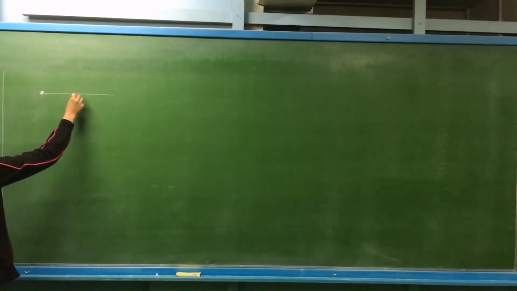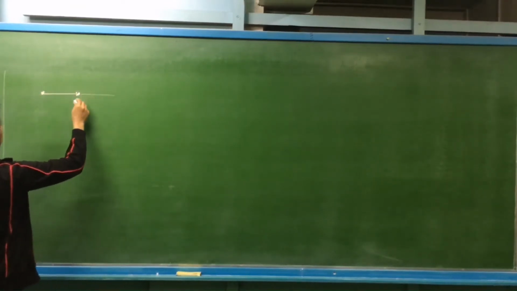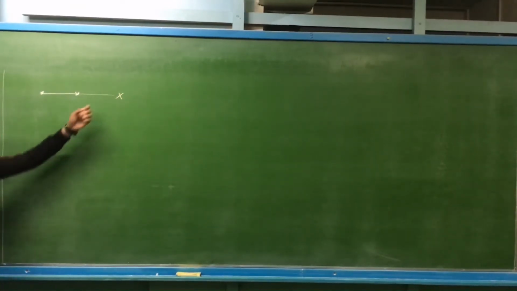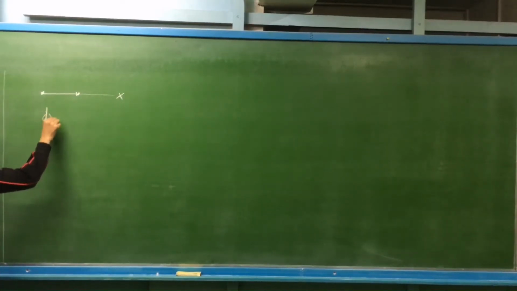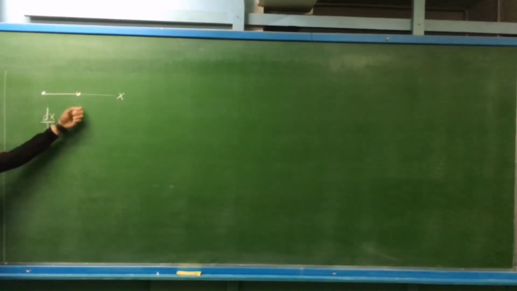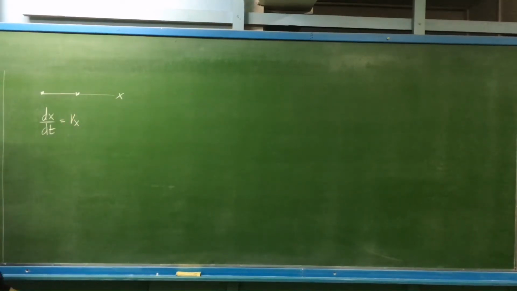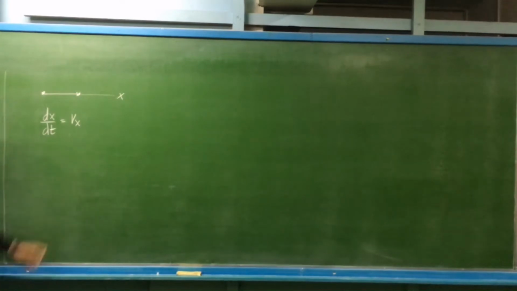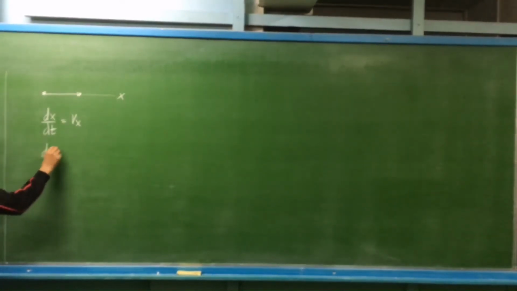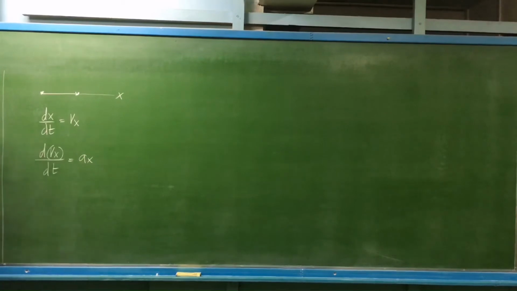So for example, for kinematics, while a particle is moving along x with respect to time, we have dx over dt. So, the change in position along x with respect to time is the same as your velocity along x. Then, if we determine the derivative of the velocity along x, again with respect to time, this is your acceleration along x.